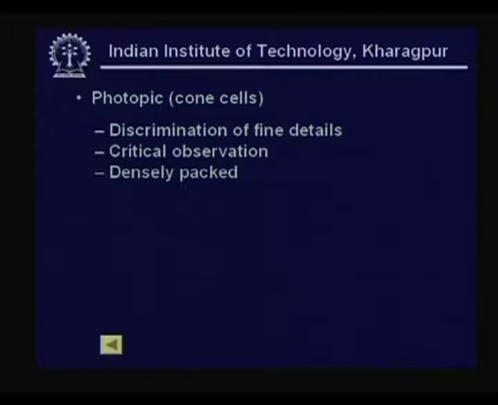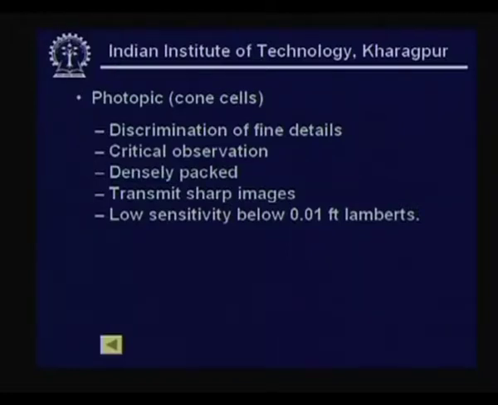And therefore, since that patch of retina has maximum sensitivity, it is very densely packed with cone cells, and therefore is able to transmit sharp images. It is like having a large number of processes that are able to pick up a signal and transmit it. So, if you have a large number, you have a higher strength. That is what is happening. You are able to get more details and the fine form with the help of this. However, these cells do not respond for illumination levels less than 0.01 foot Lamberts.